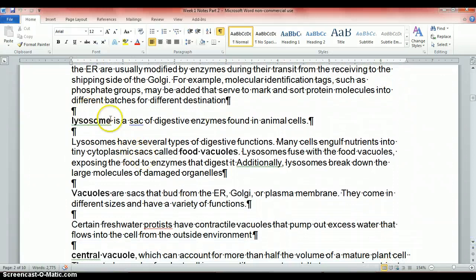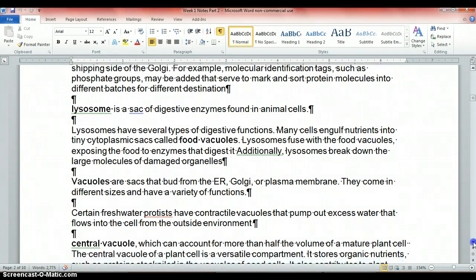The lysosome, I think of it as the stomach. It's where the digestive enzymes are. And they also can be called food vacuoles, depending on what you're doing.